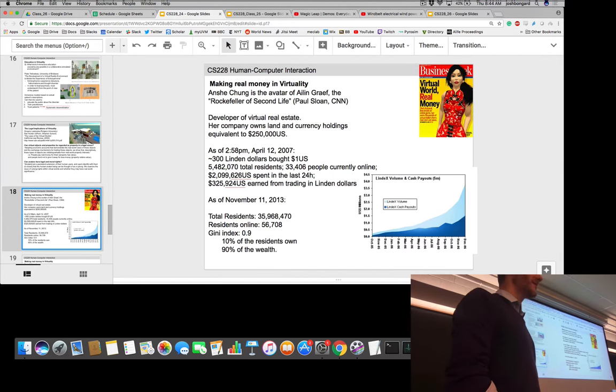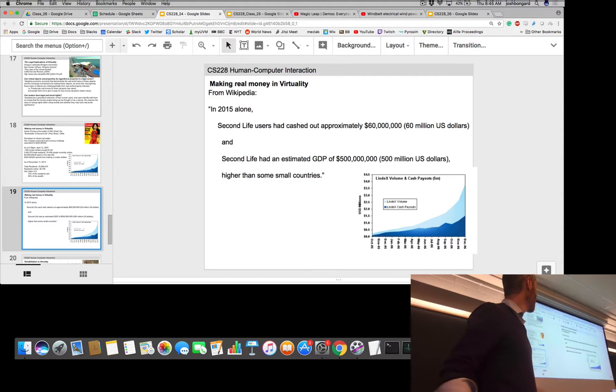Was Second Life at that time more or less equal to the United States? What's the Gini index of the US? Does anybody know? Any guesses? Which is worse? I think the U.S. has a higher GDP. It has a higher, and actually, it's 0.7, I think, at the moment. So not as bad as Second Life, but this is pretty bad. So there you go, kind of interesting. A bad, maybe it's a value judgment.